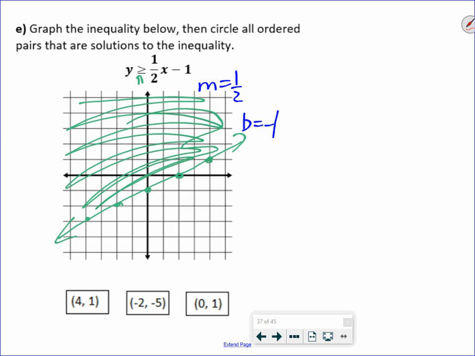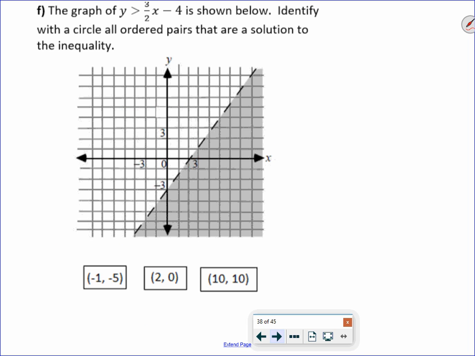So let's plot these points. 4, 1 is on the line. It's a solid line, so that is a solution. 2, negative 2, 5, oh, sorry, it's actually there, is not in the shaded region. That is not a solution. 0, 1 is right there. That is in the shaded region. That is the solution.